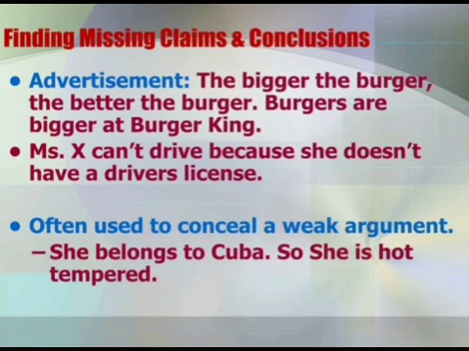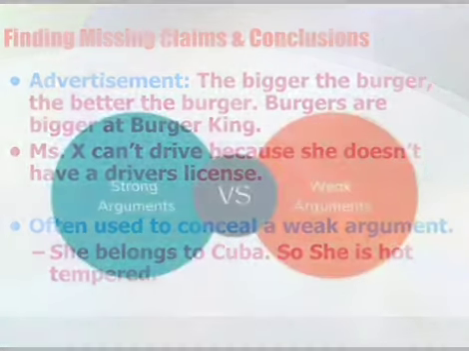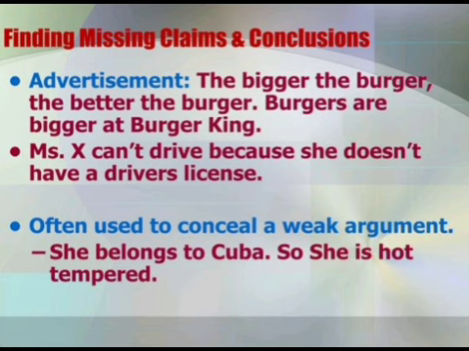The slide discusses hidden or missing claims in arguments. Sometimes arguments contain assumptions that are not directly stated. For example, advertisements often use incomplete logic to influence people. The slide also explains that weak arguments may hide missing claims to make the conclusion appear stronger. Researchers should carefully analyze such arguments before accepting them.